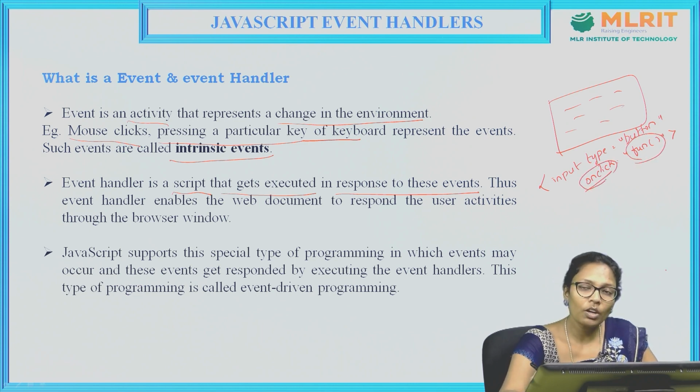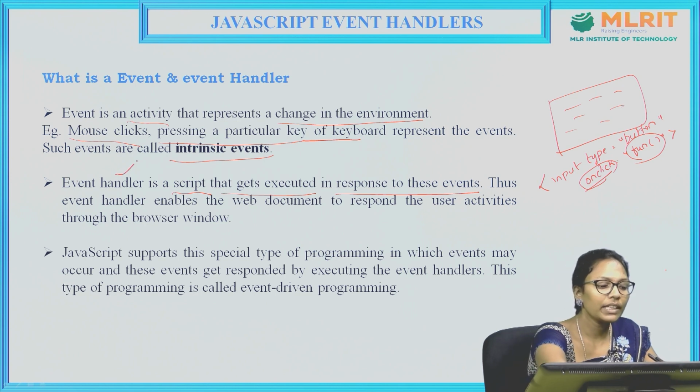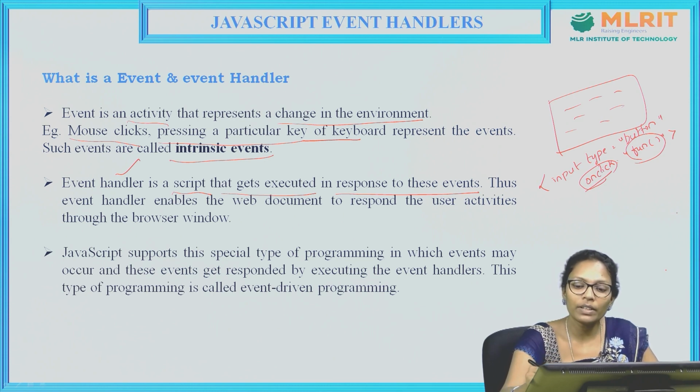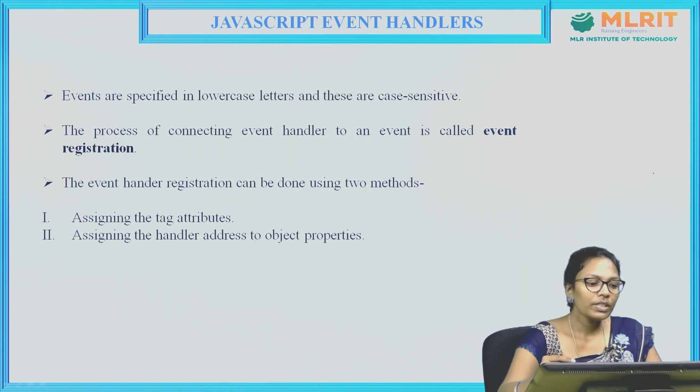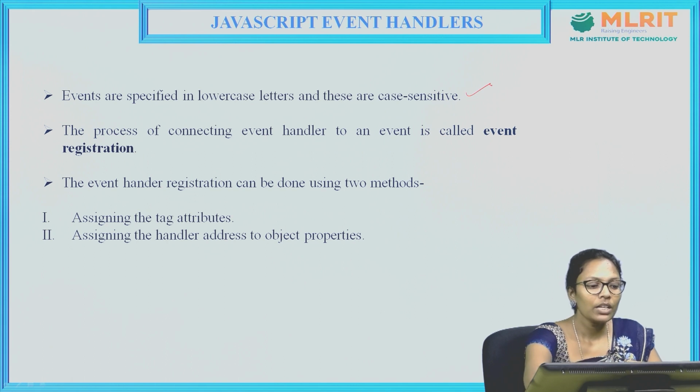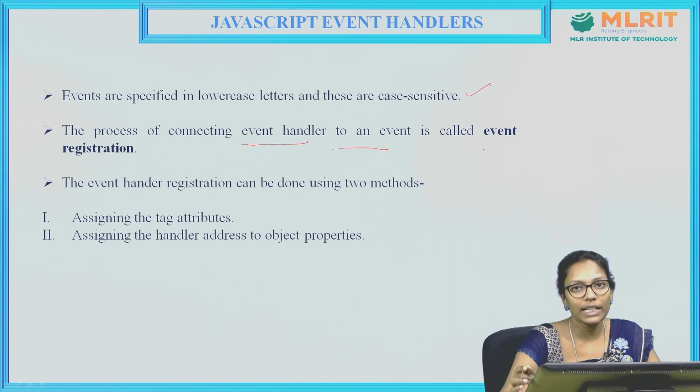So what is this onclick? Onclick is nothing but an event handler. How are you handling this event? If you click on that button, an event will be created, and you handle that event using onclick, by calling that function. Whenever the button is clicked, the function will be called automatically, and that function will handle that event. Events are specified in lowercase and are case sensitive. The process of connecting an event handler to an event is called event registration.